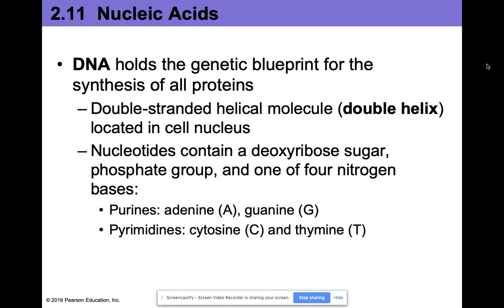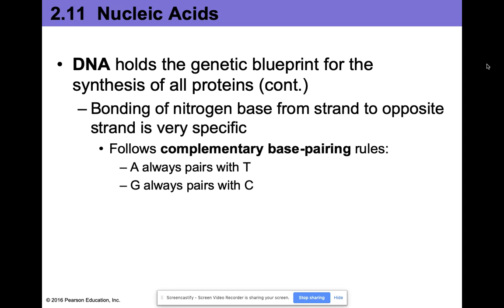I'm an Aggie. I went to Texas A&M, so I like to think about it like this. Aggie, A-G, right? Our rings are made of pure gold, purine, Ag, purine, Ag, pure gold. Maybe that'll help you. The other one, pyrimidines, are cytosine and thymine.